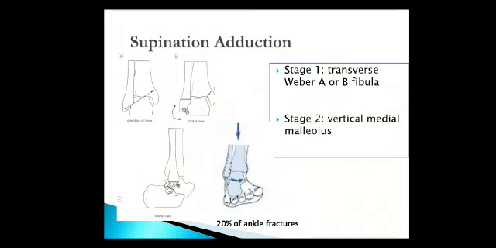And then there is the third mechanism of injury, supination adduction, in which stage 1 results in a fibula fracture, which can be transverse. In stage 2, if you continue further, the tension side in supination adduction will be lateral, so first the fibula will give way, hence a transverse fracture of the fibula. Then if you continue the adduction, that causes a medial malleolus fracture.